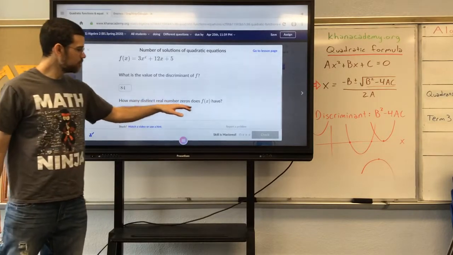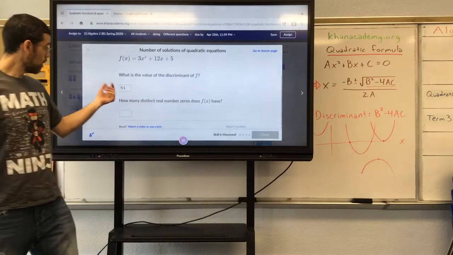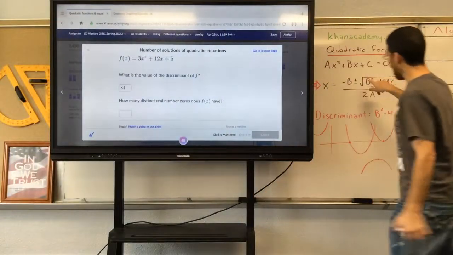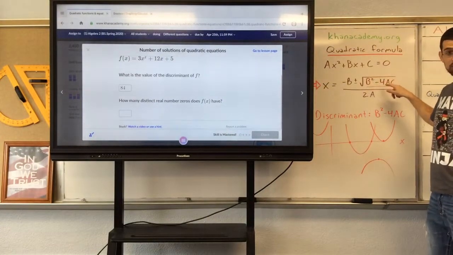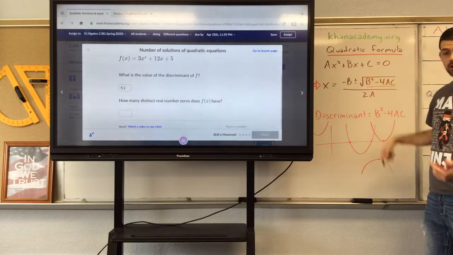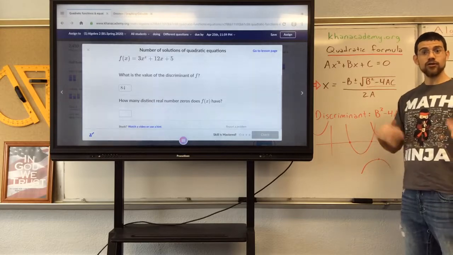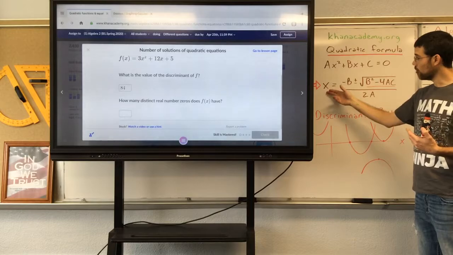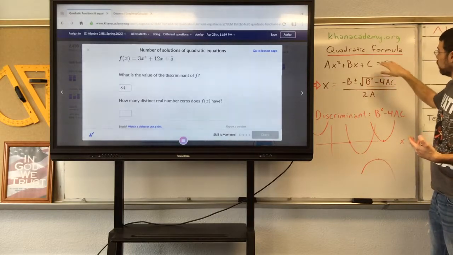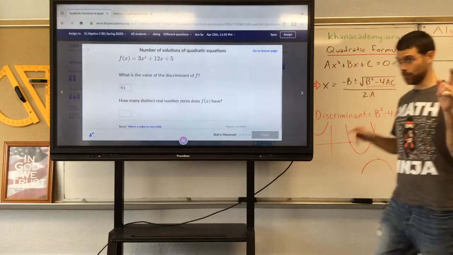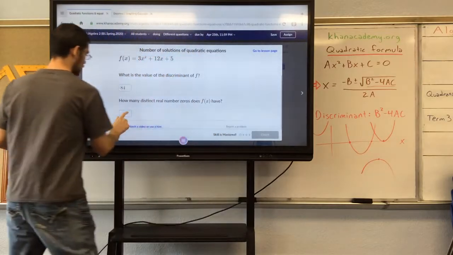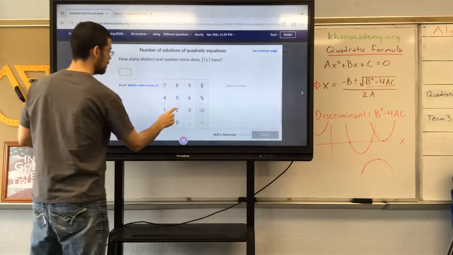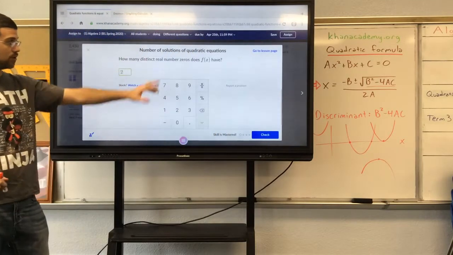How many distinct real zeros do we have? Well, I'm going to be adding or subtracting 84 to some other number. That's going to give me two different answers for x. So I have two different answers for this function equaling 0. So I'm going to put that there will be two distinct real number zeros.